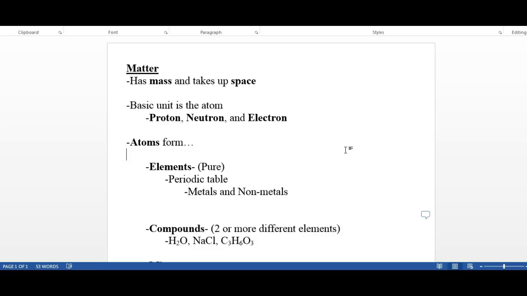So you see, the basic definition of matter is anything that has mass and takes up space.